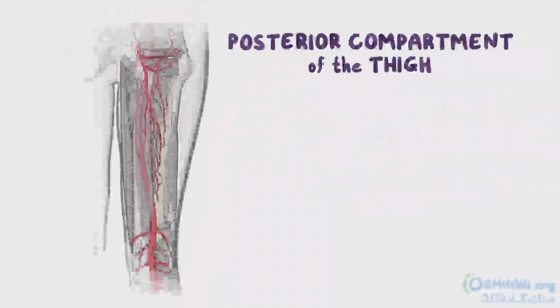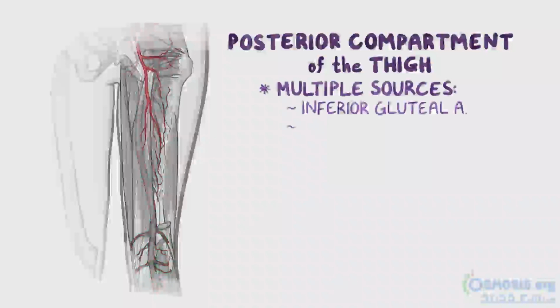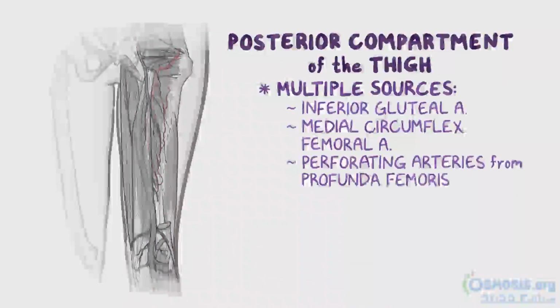When it comes to the posterior compartment of the thigh, this part of the thigh has no major artery exclusive to the compartment as it receives blood from multiple sources: inferior gluteal, medial circumflex femoral, perforating branches from the profunda femoris, and popliteal arteries. These arteries form a continuous anastomotic arterial chain that extends from the gluteal to popliteal regions.